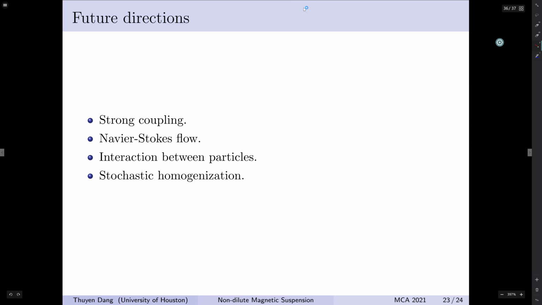Because when you apply the magnetic field, the particles in the fluid will form some chains like this one. And this is not captured in the context of periodic homogenization. So we want to capture this chain structure, and we need to introduce some interaction functional between particles. And the last thing we want to do is to consider our problem in the context of stochastic homogenization, because obviously the particles are not distributed periodically inside the fluid domain.